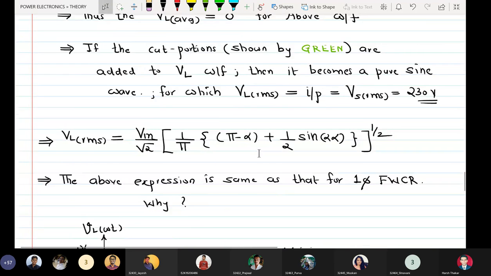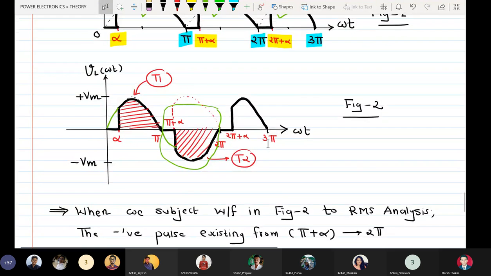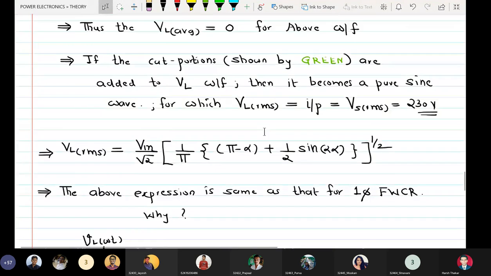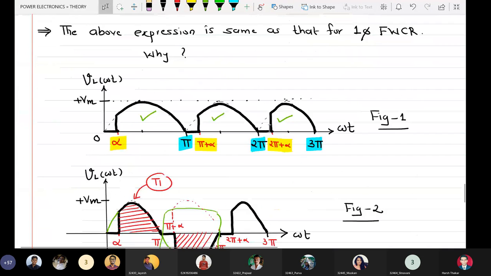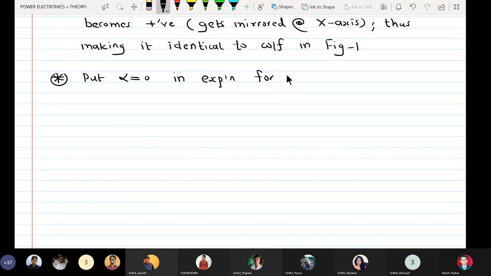Okay, that is why the expression for the VLRMS of an AC voltage controller is the same as the expression for VLRMS of a full wave control rectifier. So now if you want to check if our claim was right, then we can say put alpha equal to 0 in the expression for VLRMS of AC voltage controller.